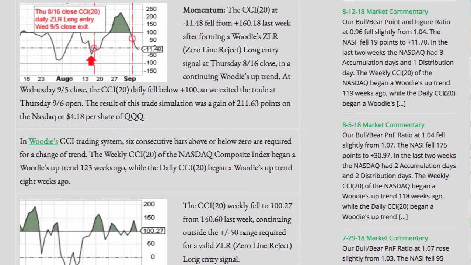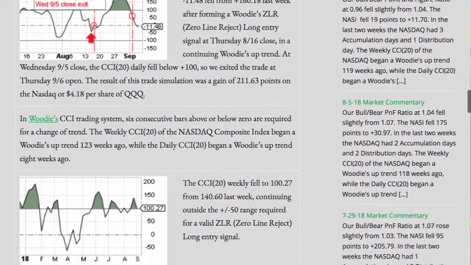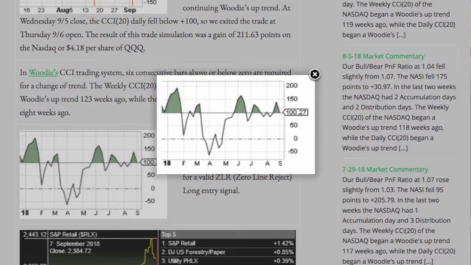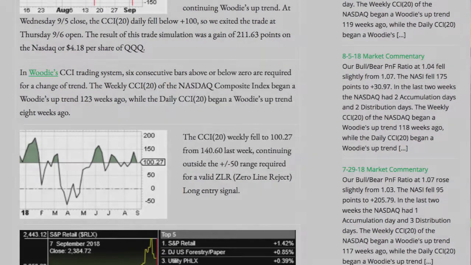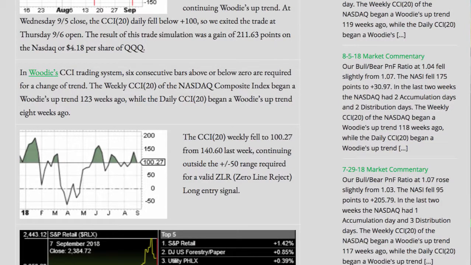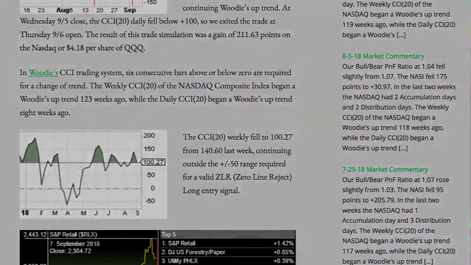In Woody's CCI trading system, 6 consecutive bars above or below zero are required for a change of trend. The weekly CCI 20 of the Nasdaq Composite Index began a Woody's uptrend 123 weeks ago, while the daily CCI 20 began a Woody's uptrend 8 weeks ago. The CCI 20 weekly fell to a positive 100.27 from 140.60 last week, continuing outside the plus or minus 50 range required for a valid zero-line reject long entry signal.